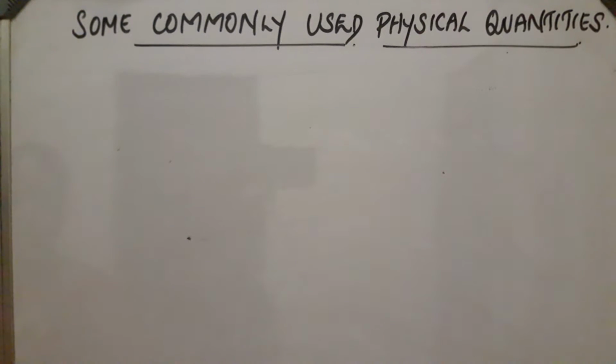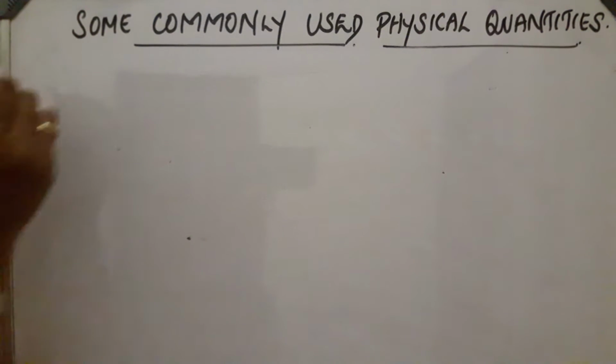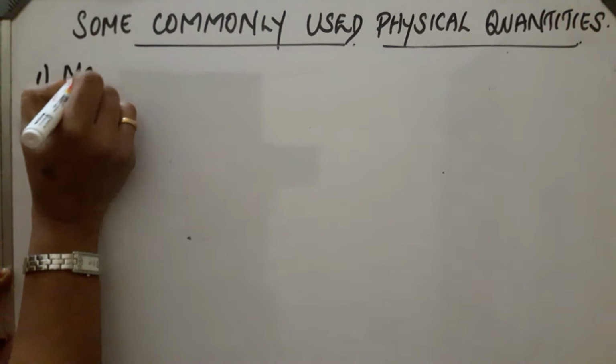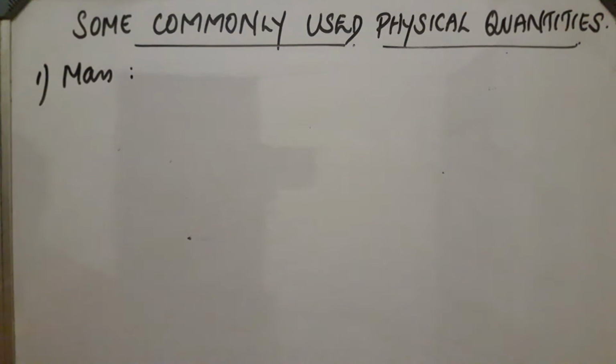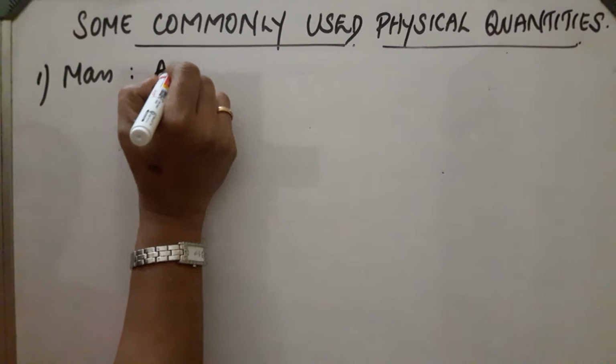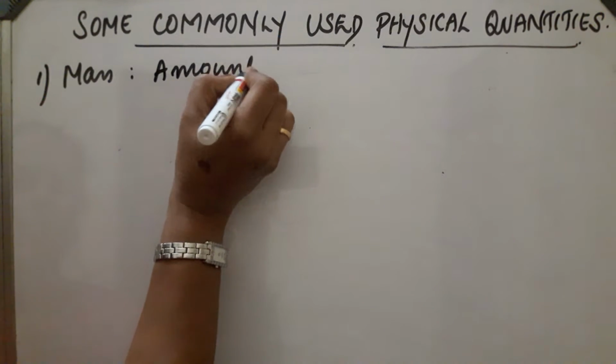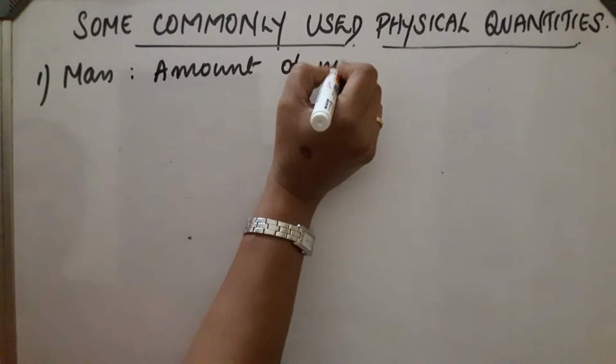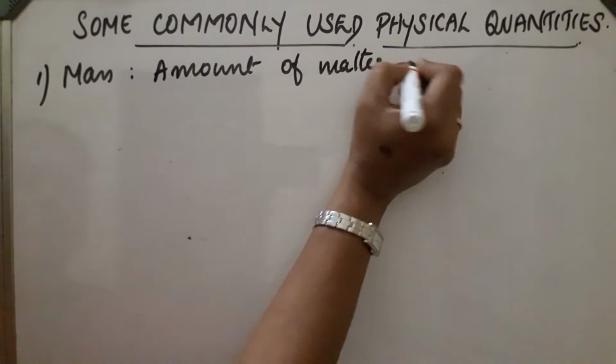Some commonly used physical quantities. First one is mass. What do you mean by mass? Mass is the amount of matter present in it.